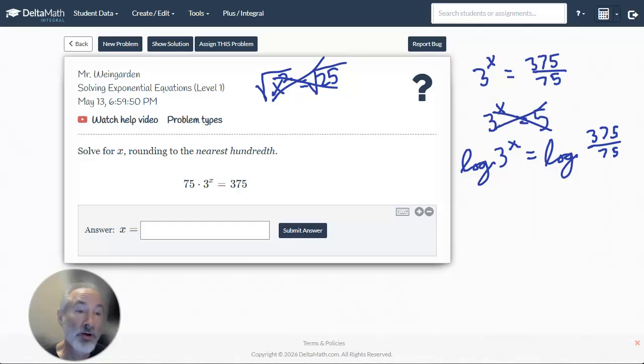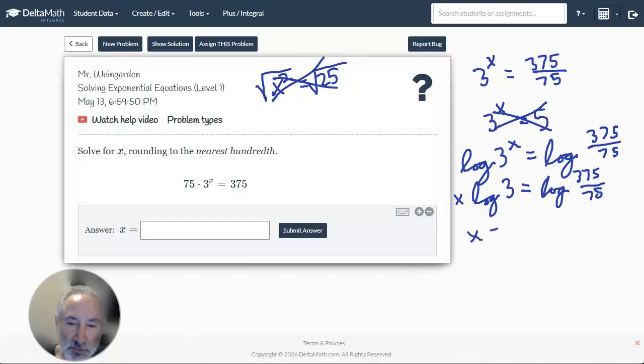Now, one might ask themselves, why do we take the log of both sides? What does that do? There's magic here. What happens is the x magically can go out in front of the log 3. And so we begin to get the x all by itself, which has really been the goal all along in all the algebra that we've studied, even since you were in like 7th or 8th grade. So then we have log of 375 over 75 again. And finally, to get x all by itself, we divide both sides by log 3. So we get x equals all of this over log 3.